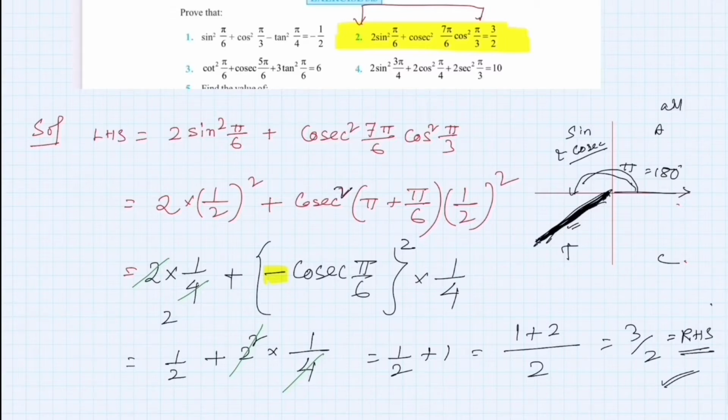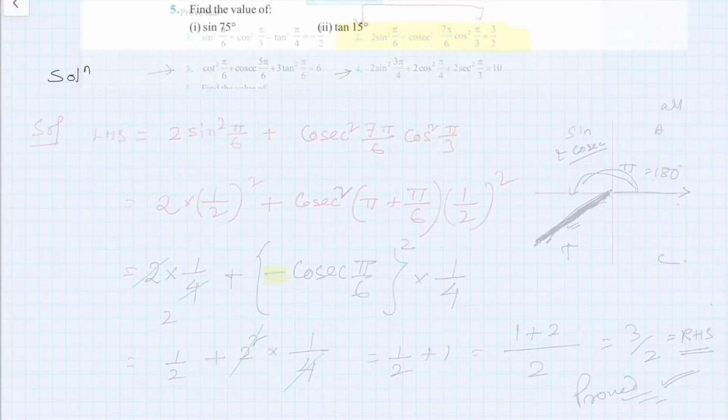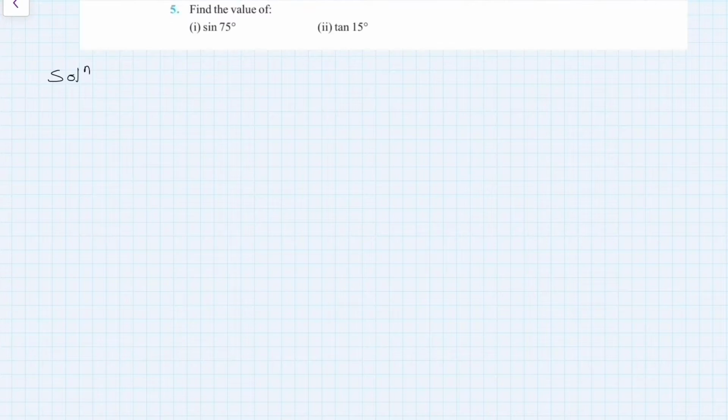So good, that's how we can solve this. So question number 3 and question number 4 are similar types of questions, so I hope you can solve these two. Now let's move on to question number 5. Let me show you how to solve question number 5.